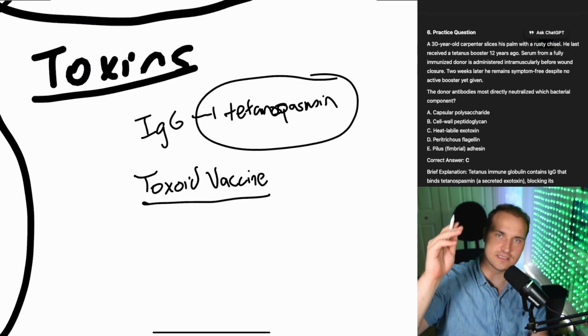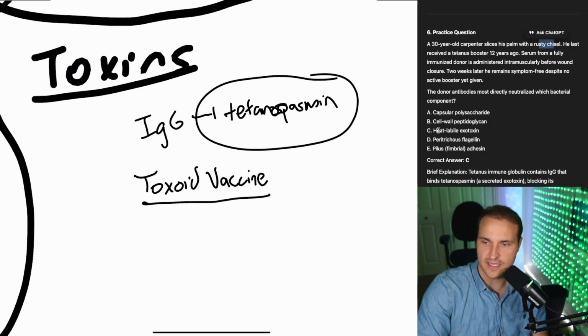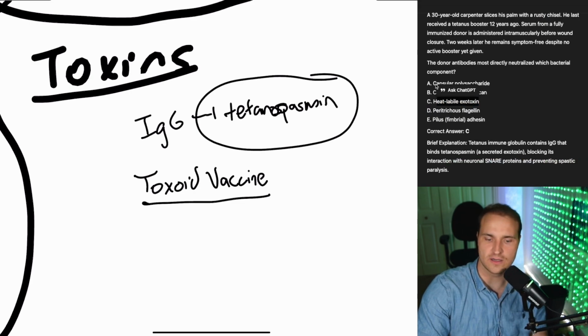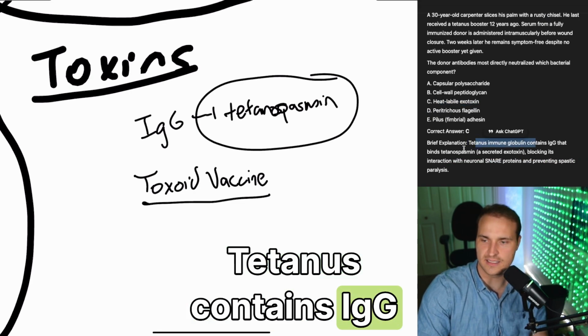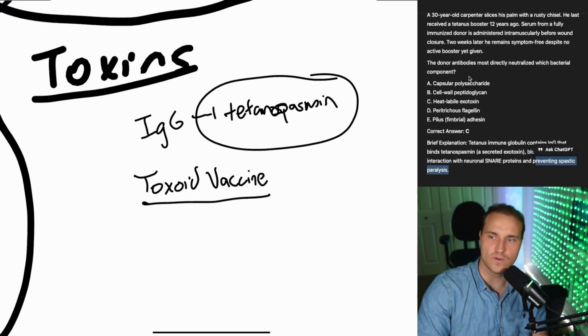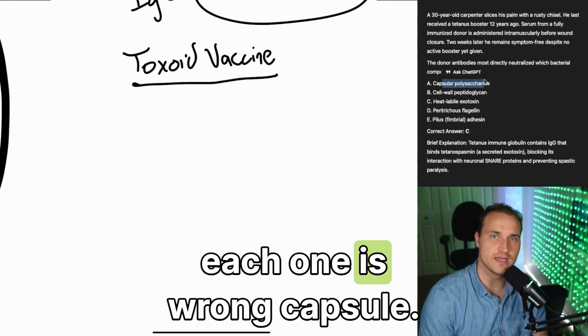And the exotoxin is just a toxin that's released by the living bacterial cell into its surroundings. So the answer is going to be your heat labile exotoxin. So here's our little explanation. Tetanus immune globulin contains IgG that binds to tetanospasmin, blocking its interaction with the SNARE proteins and preventing spastic paralysis. Okay, so that's how it works, but what about the other ones? Capsule polysaccharide. It's really good to get in the habit of knowing why each one is wrong.